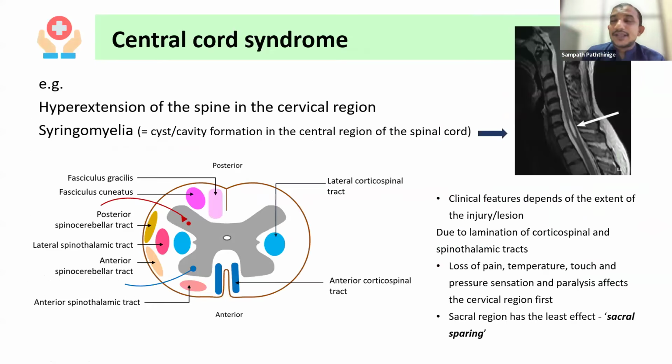So then I told you about the central cord lesion, like syringomyelia, where a kind of cavity formation occurs in the center of the spinal cord, which is characterized by sacral sparing, right? So the sacral region has the least neurological effects, and this is due to the lamination of the spinal cord.